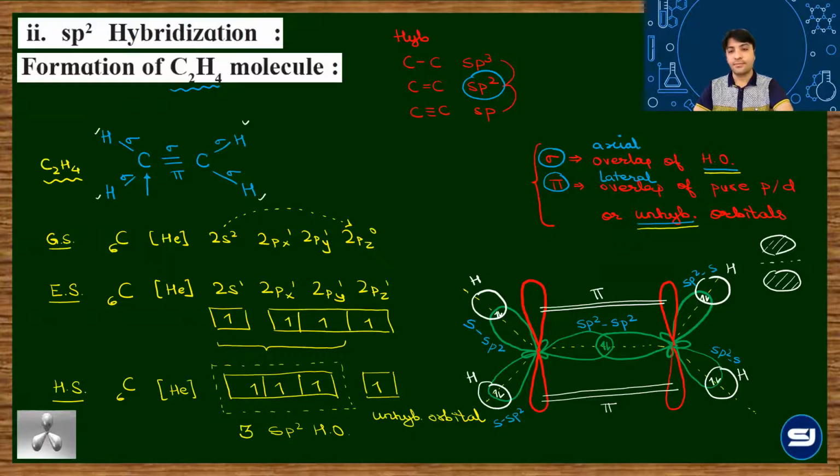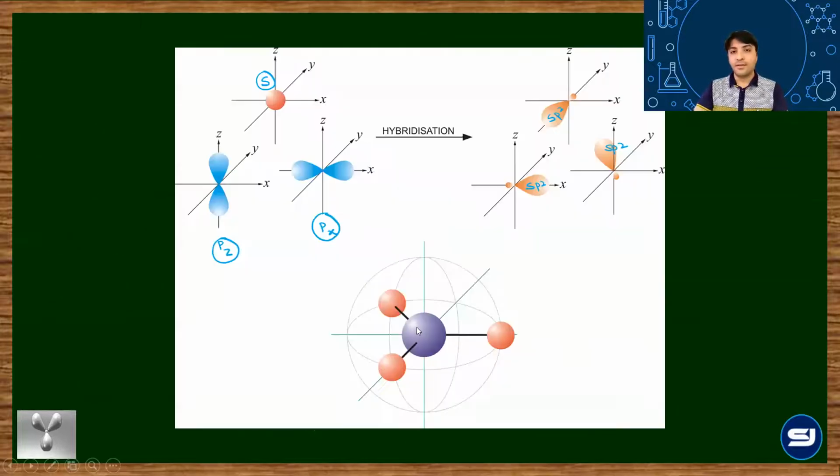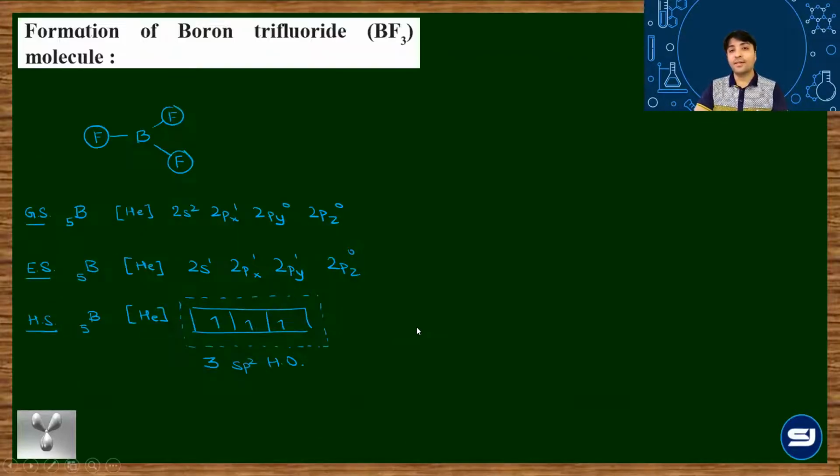So in sp2, where is the vacant p orbital? In sp2, this is the red one. But it's overlapping, no? There is no vacant orbital. It's the unhybridized orbital with one unpaired electron. No, sir. Like when we did hyperconjugation, we studied that sp2 carbon has one vacant p orbital. That is for a carbocation, no?